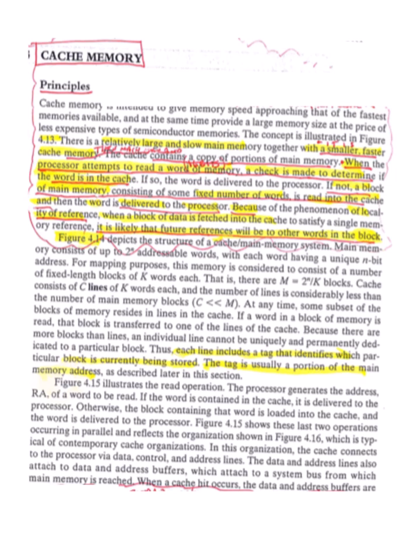Then down below here, each line includes a tag that identifies which particular thing. So the size of the tag is something you're going to spend some time on, because it varies by the mapping technique, which you're going to learn in a second. So each line includes a tag that identifies which particular block is currently being stored. The tag is usually a portion of the main memory address. So you're going to drill down now. We're going to understand how to address main memory, and also how these tags represent a portion. You say, why a portion? Well, you'll see. It varies by the mapping technique.